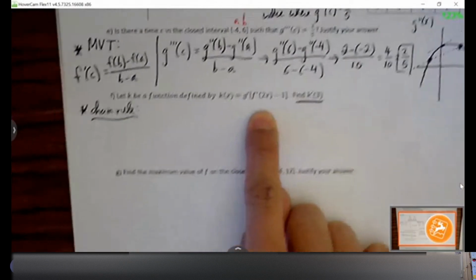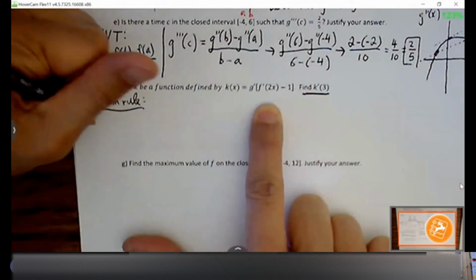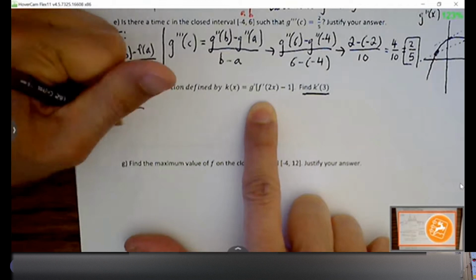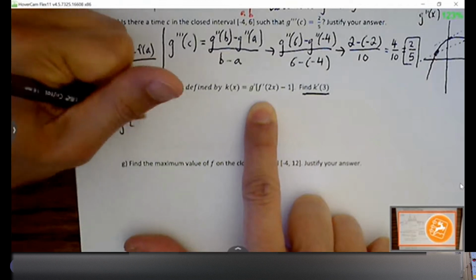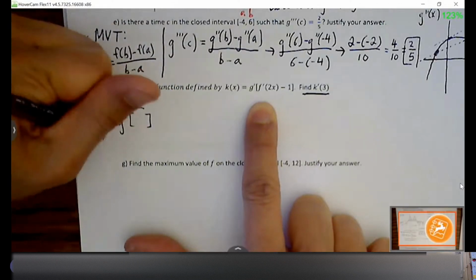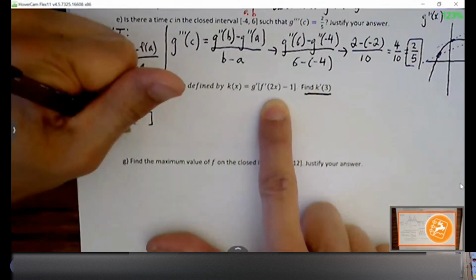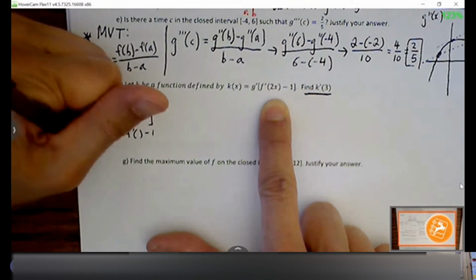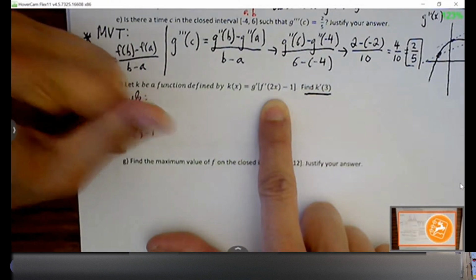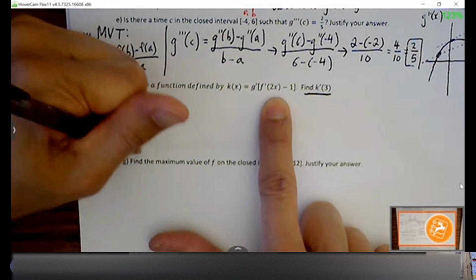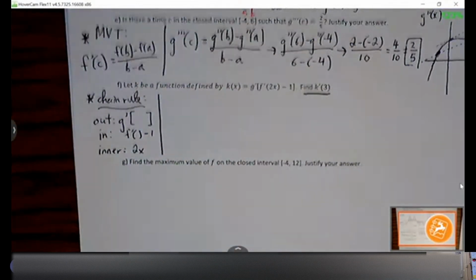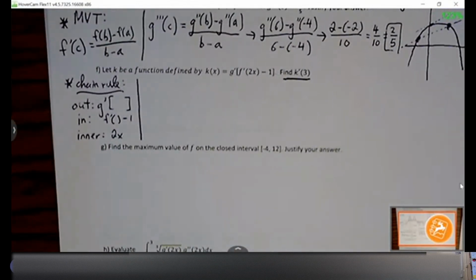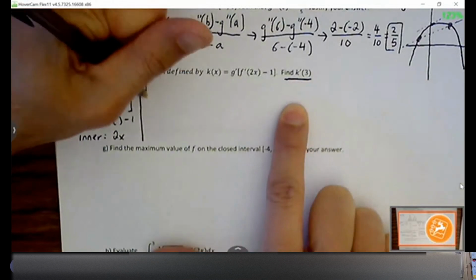So we need to identify all the different layers involved here. There's an outside portion of that G prime. There's the inside portion, whatever's inside that bracket, F prime parentheses minus 1. And finally, the innermost portion is within those inner set of parentheses, which is 2x. Okay, so we need to take the time to find each of the separate derivatives to produce the full K prime.